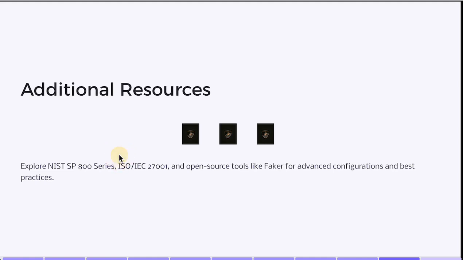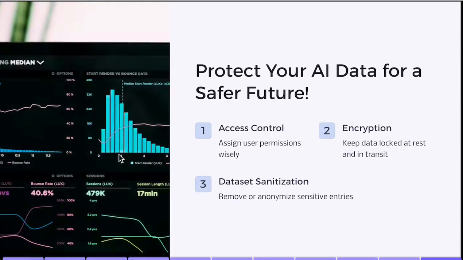To conclude, thank you for joining me in the exploration of data protection techniques for Gen AI. Remember, access control: assign user permissions wisely. Encryption: keep data locked both at rest and in transit. And data sanitization: remove or anonymize sensitive entries. These three measures used together create a robust defense that not only guards your data but also maintains user trust and meets legal obligations.